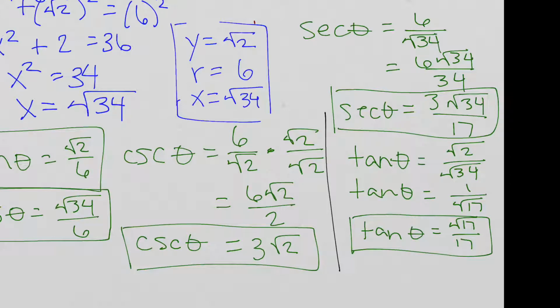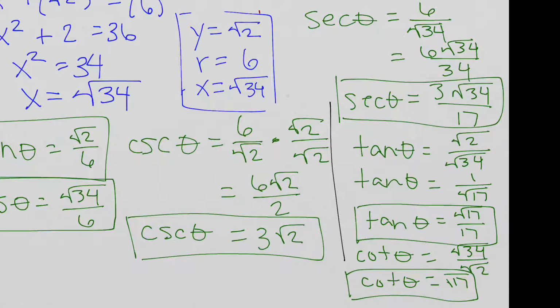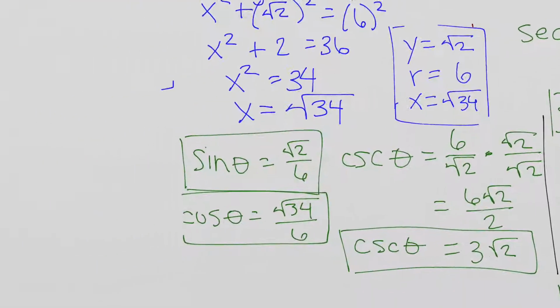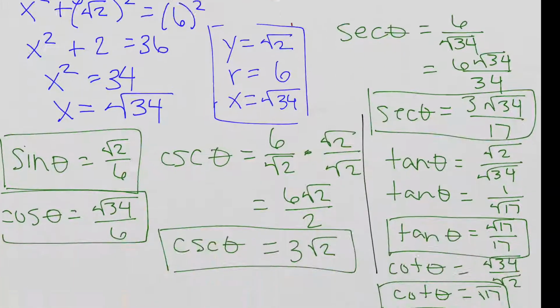The last piece of information that we are looking for is cotangent theta. Cotangent theta is equal to the reciprocal, which is x over y, so square root 34 over square root 2. When we divide that out, cotangent theta is equal to the square root of 17. That gives us our 6 trig functions. I apologize for how messy it is. If we look back at it, though, in each area we can see where our answers came from. They all turn out positive, and using x, y, and r can get us to these answers.